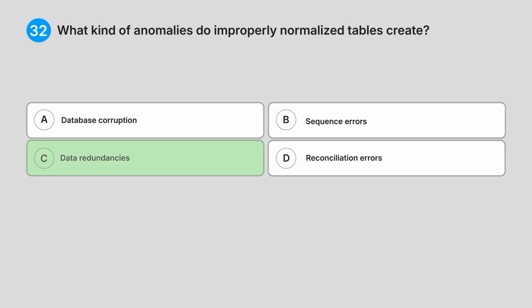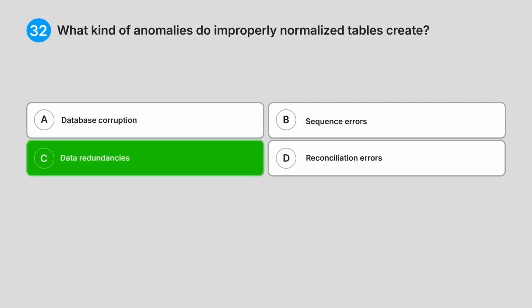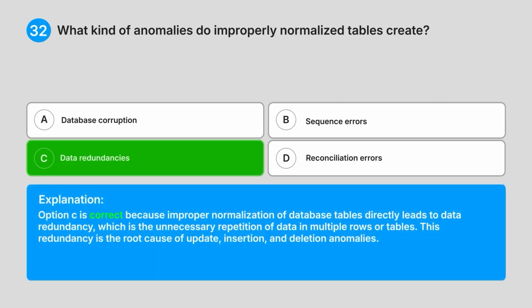Correct answer, C. Data redundancies. Explanation: Option C is correct because improper normalization of database tables directly leads to data redundancy, which is the unnecessary repetition of data in multiple rows or tables. This redundancy is the root cause of update, insertion, and deletion anomalies.